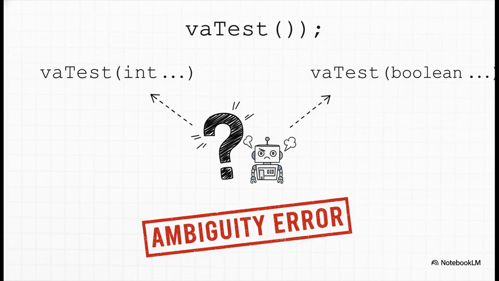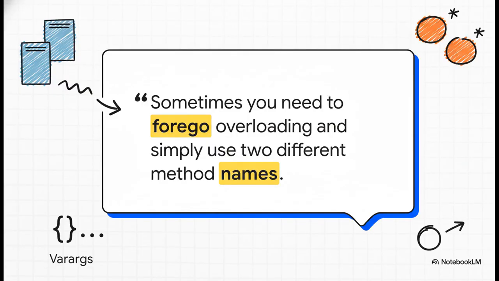And this leads us to some really solid advice from Dr. Azizian's work. When you run into a situation like this, the best solution is usually the simplest one. Don't try to be clever, just be clear. Give your methods two different descriptive names. It makes your code way easier to understand and gets rid of the confusion entirely.